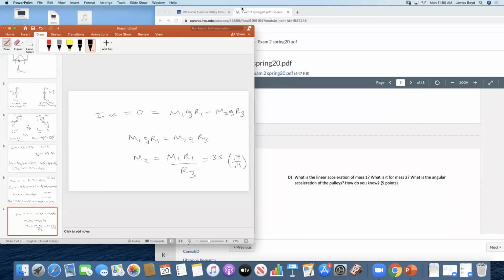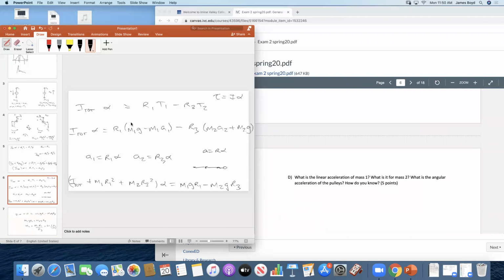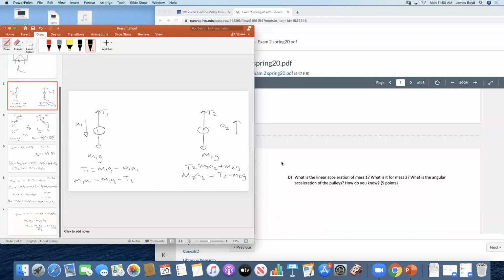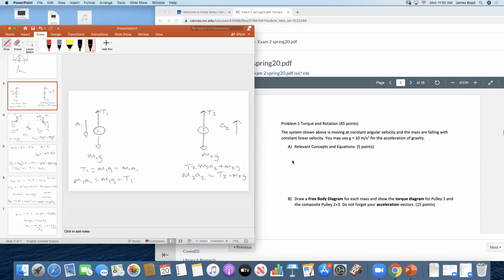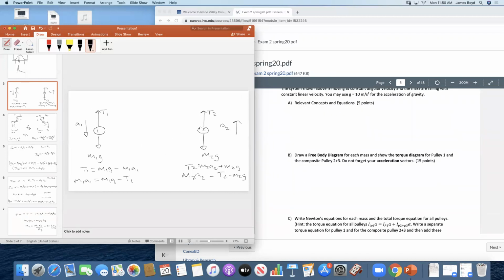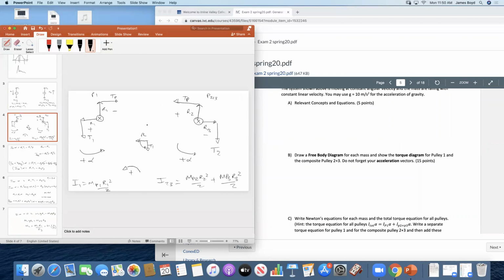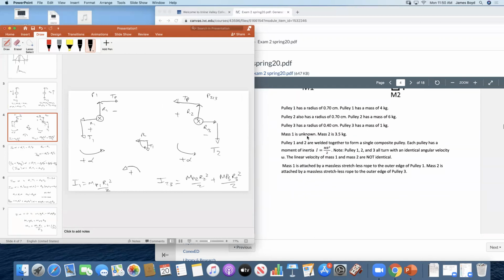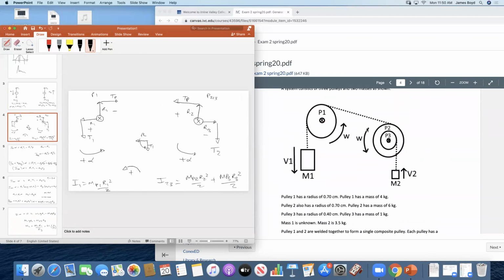So to go back through this and talk about this, the first thing I need you to be able to do is draw the free body diagrams and then draw the torque diagrams. And you can see that for the torque diagrams, everywhere that you have a rope on these pulleys, you better have a force. And you better be able to say what that force is.